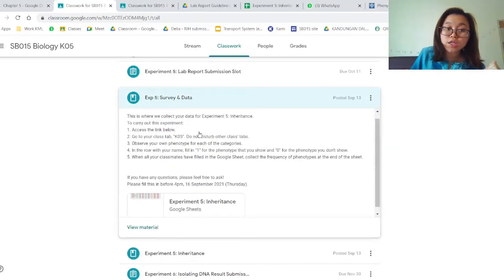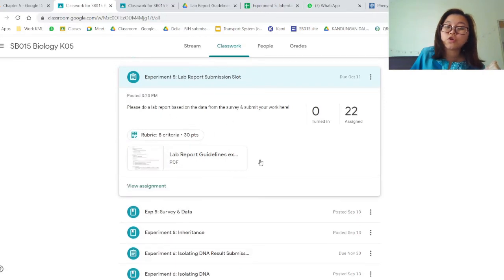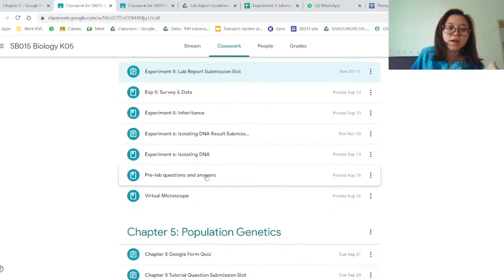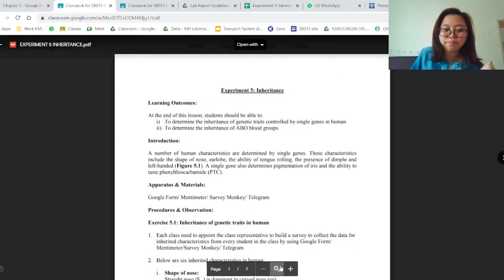So here I give you the instructions. Okay, macam mana mau isi ini survey. Okay, nanti kita tengok survey itu juga. And last but not least, we have this slot for you to submit your lab report. Okay, kita akan fokus kepada lab manual dulu. Let's look at the lab manual.